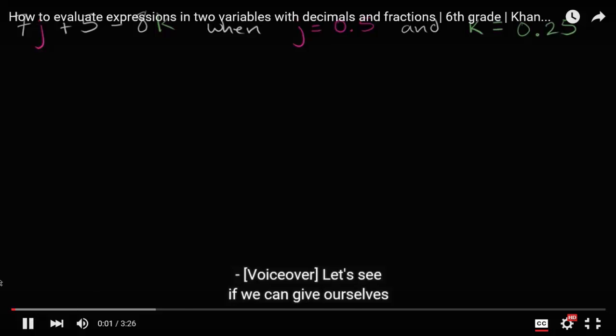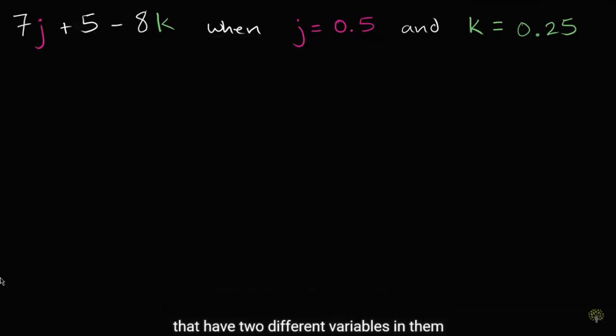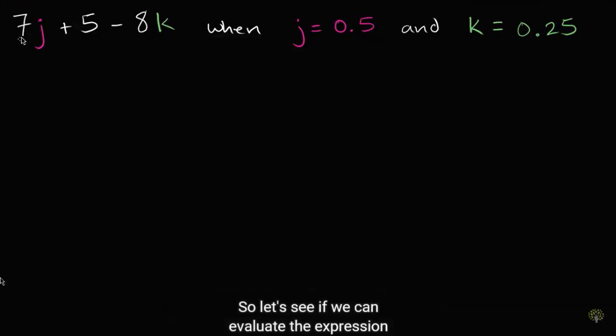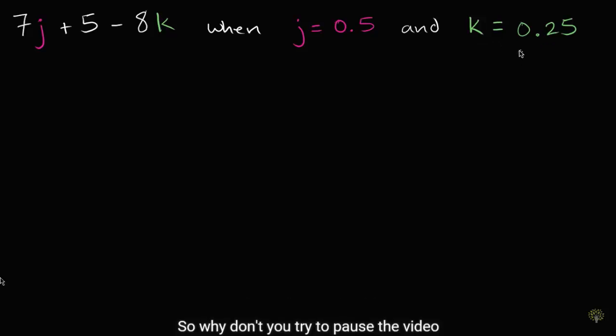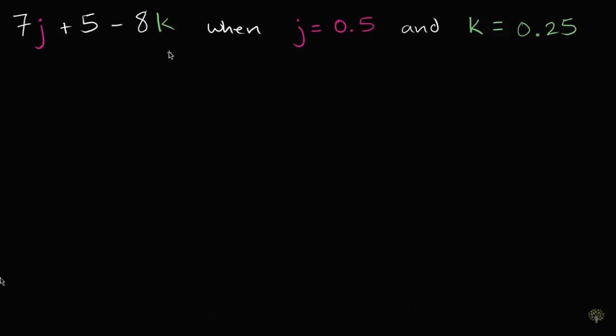If we could give ourselves some practice evaluating expressions that have two different variables in them. So let's see if we can evaluate the expression 7j plus 5 minus 8k when j is equal to 0.5 and k is equal to 0.25. So why don't you try to pause the video and evaluate this first before we work through it together.